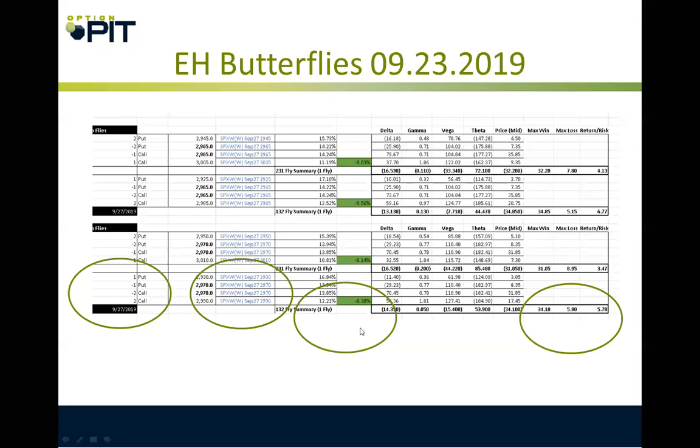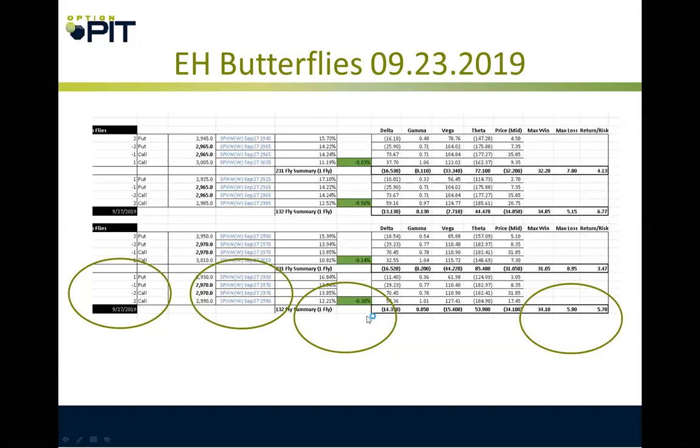So this fly at the time, this was Monday, we were trading right around 29.90, maybe like 29.95, I think. This was the 29.90, 29.70, 29.30 fly where it's basically an iron butterfly. You sell 2 call spreads and you sell 1 put spread. I'll show it to you in a second.